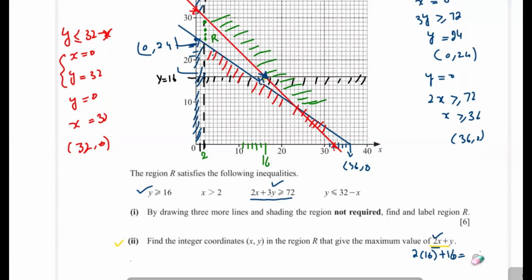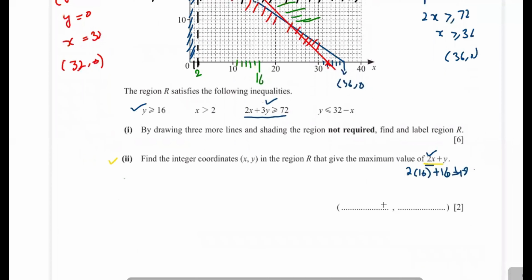Now you can check other values also by taking some other points. You can check whether 2x plus y is maximum or not. You can take any other value, and when you do, you will find the value is smaller than this value. Now this is the answer: the maximum of 2x plus y is 48, with x is 16 and y is 16.